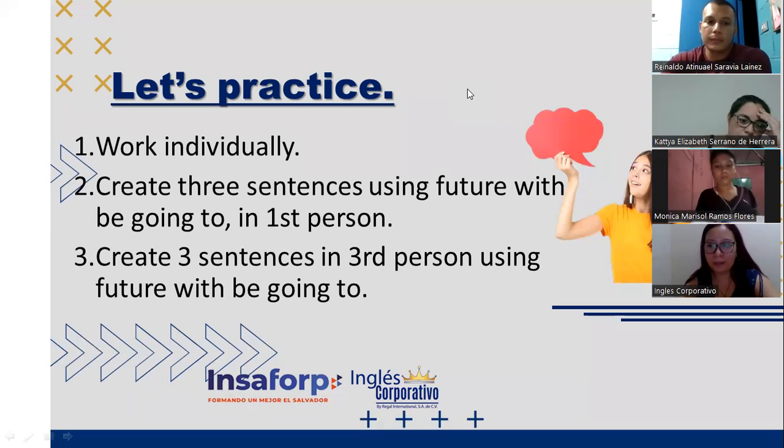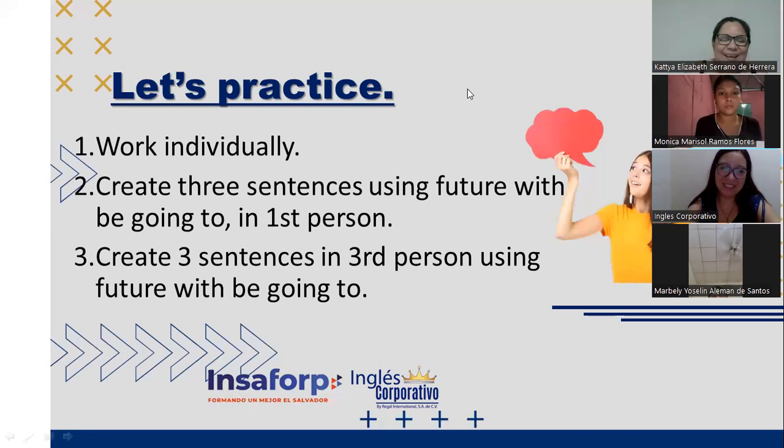Thank you. Katia, please. Katia Elizabeth. Está en mute, Katia. Sorry. Ahora sí. Alejandro is going to eat Italian food tomorrow. Belen is going to study in this university. Karen is going to take her final exam tomorrow. Very good, Katia. Very good sentences. Monica Marisol, please.